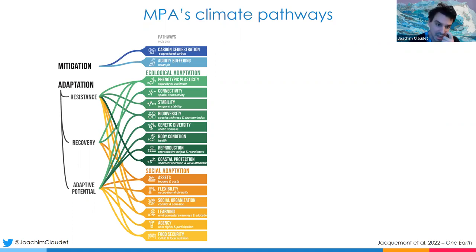And so these are informed by all of the works I've just shown you, and we call them the MPA climate pathways. And so you can see that for mitigation, MPAs potentially can contribute through carbon sequestration or acidity buffering, for example. For ecological adaptation, through phenotypic plasticity, connectivity, stability, biodiversity, genetic diversity, body condition, reproduction, and coastal protection. And for social adaptation, through having effects, positive or negative, on assets, flexibility, social organizations, learning, and food security. So these are the pathways we focused on.